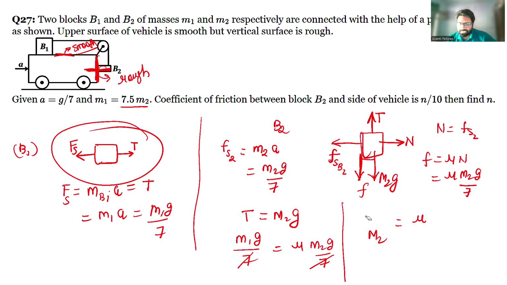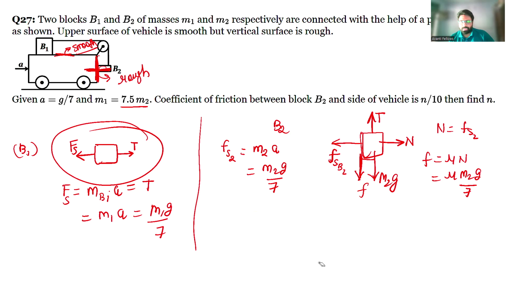Sorry, one more force that we are missing here is this. Let me write it over again. The vertical forces that we are talking about now, it is P is equals to, one force is M2G and another force is frictional force. Now this is M2G plus frictional force is mu M2G by 7. Okay. And this tension force is M1G by 7.